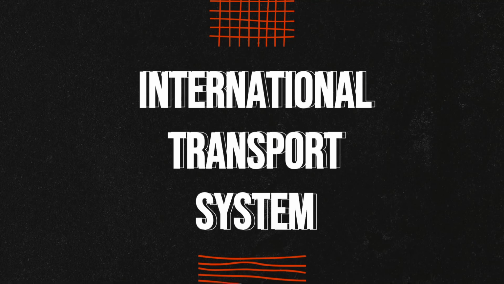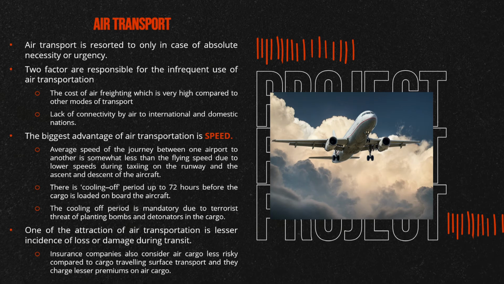Next, I'm going to explain the international transport system. Basically, there are 5 transport systems, which are air transport, ocean transport, rail transport, road transport, and inland waterways. Let's take a look at air transport. Basically, air transport is resorted to only in case of absolute necessity or urgency.